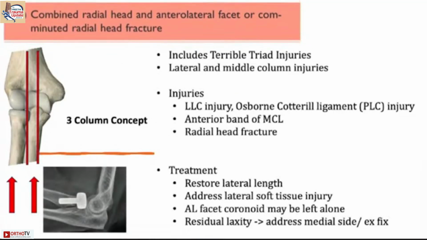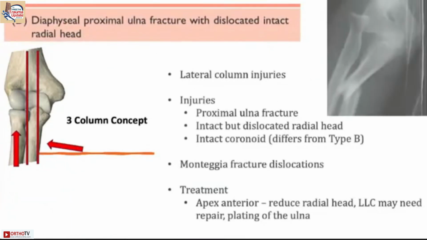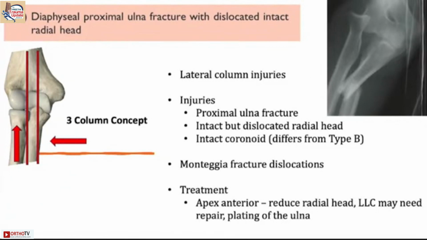Type C injuries include terrible triad, lateral and middle column injuries. They involve the lateral ligament, MCL anterior band, and radial head, and the treatment is by restoring the length of the radius. The anterolateral facet may be ignored, and an X-fix may be used for medial laxity. Type D are lateral column injuries involving the proximal ulna, with a dislocated radial head, but it's intact. It differs from type B by not having a facet fracture. These are treated by radial head reduction and plating of the ulna.